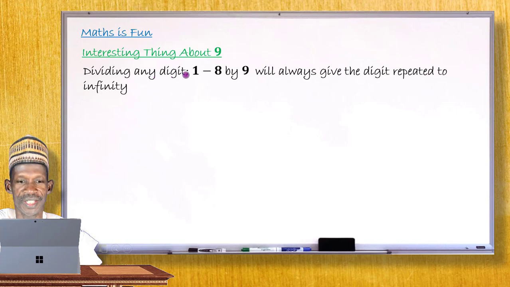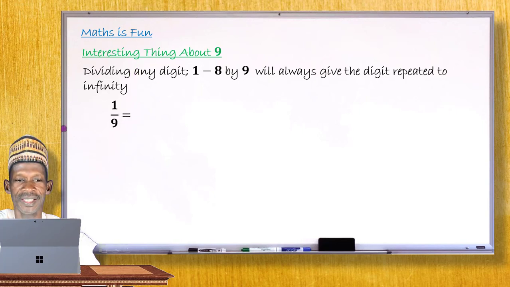Dividing any digit between 1 to 8 by this number 9, that is dividing 1 by 9, 2 by 9, 3 by 9, up to 8 by 9, the result will always give the digit, that is that very number that you have divided, and that digit will now be repeated to infinity. That means it is now going to be an irrational number. So let me just start dividing the very first number.